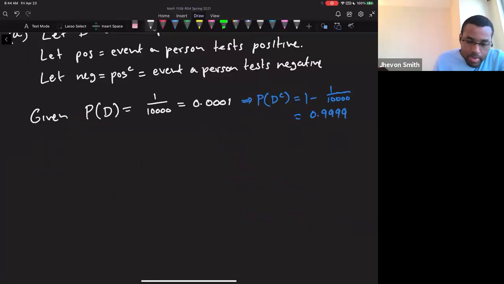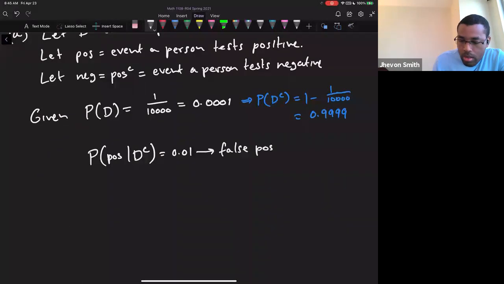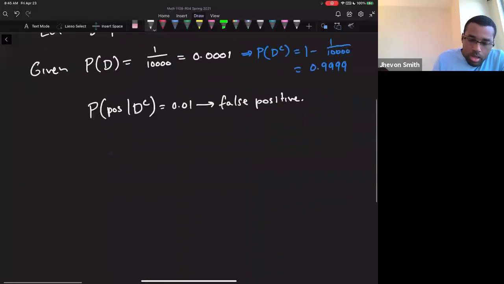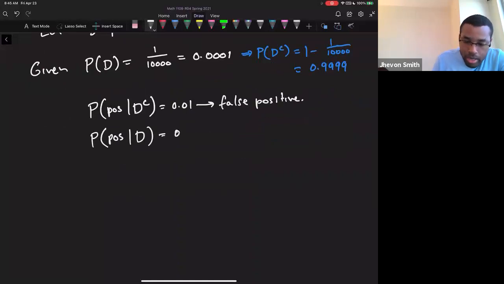That is basically saying that given that you don't have the disease, the test will say positive 1% of the time. So this is a false positive. Okay. We also know that given that you do have the disease, the test will pick it up and show positive 99% of the time.